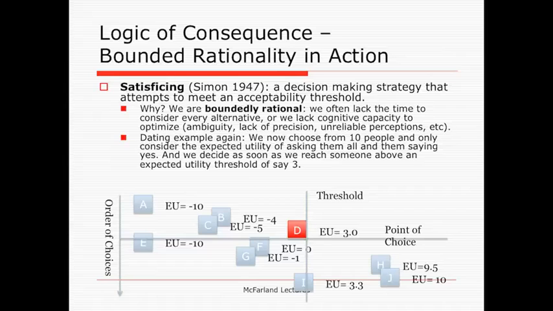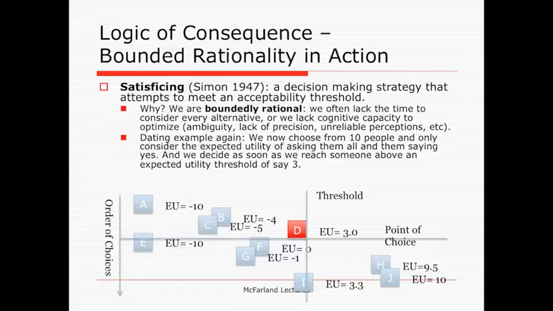And we decide as soon as we reach some person above our expected utility threshold of, say, let's give it a 3, right? That's the person we pick. Now, I'm not going to be able to ask everyone out, and nor will you. So we start going through an order of choices, going downward through this list from A to J. And as soon as we hit that expected utility of 3, we have our point of choice. In the figure, we can see that threshold out here on the vertical line.